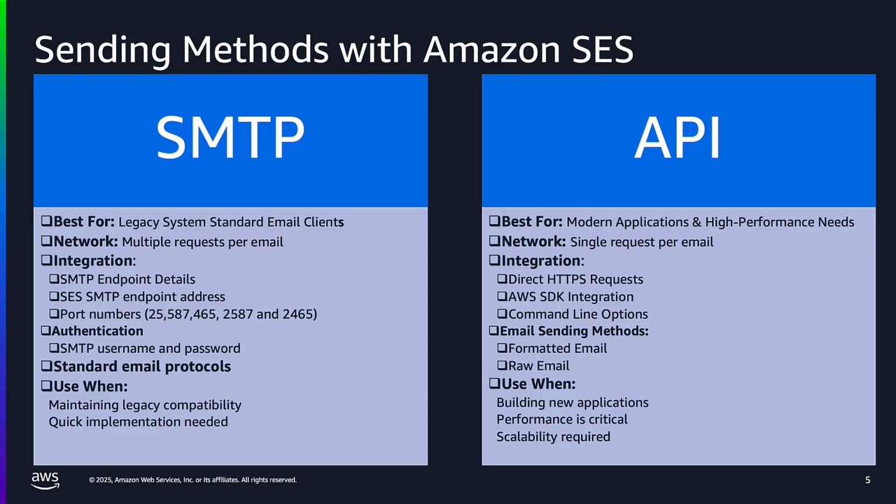The API integration is perfect for modern applications and high performance needs, offering direct HTTPS requests and AWS SDK integration. With a single request per email and both formatted and raw email options, choose this approach when building new applications where performance and scalability are critical. You can see the code difference here. The API call is more direct and provides better error handling and performance for high volume sending.